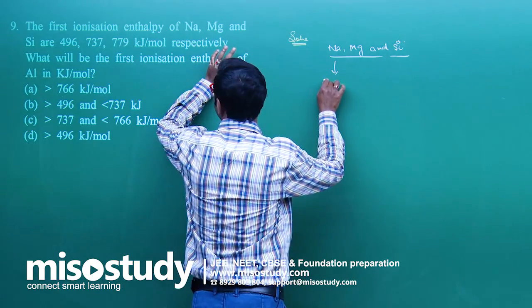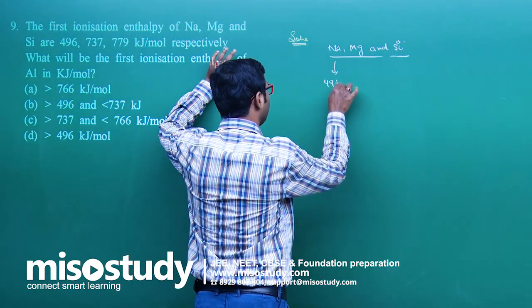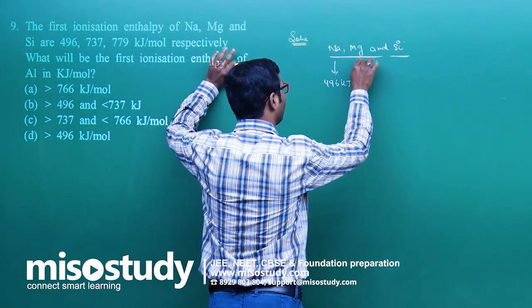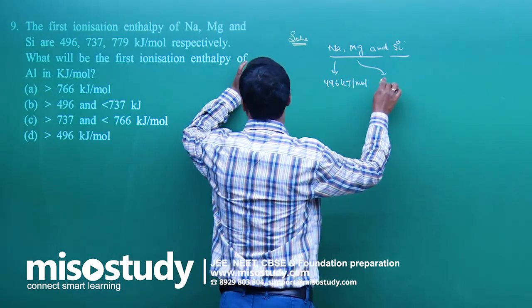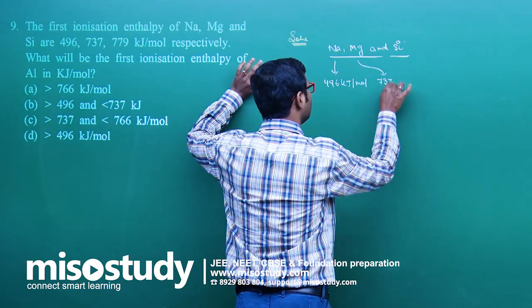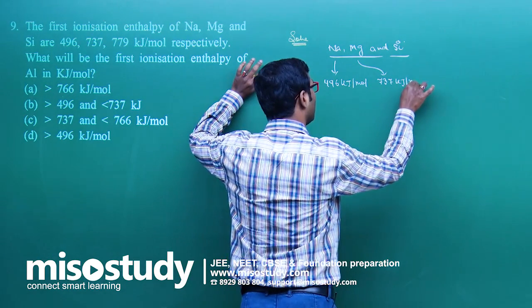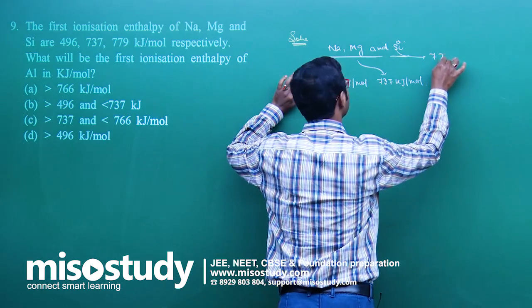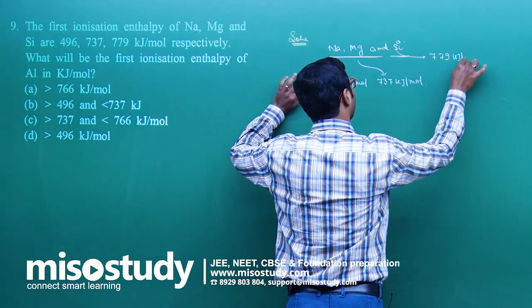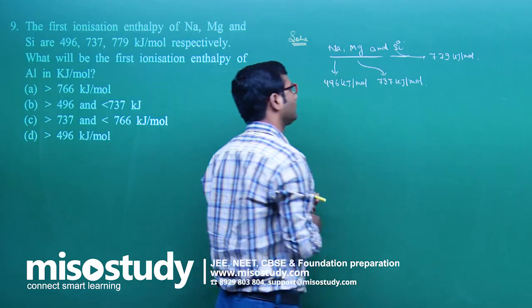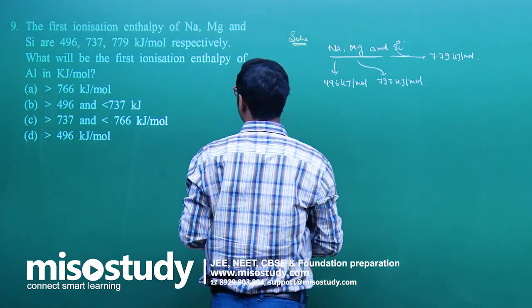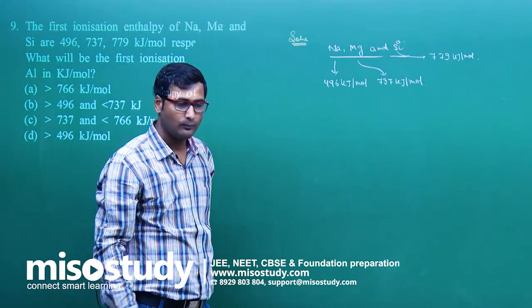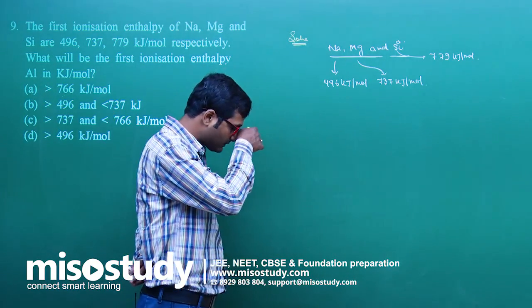So the ionization energies of Na, Mg and Si are given. For Na, it is 496 kilojoule per mole. For magnesium, it is 737 kilojoule per mole. And for silicon, it is 779 kilojoule per mole. We have the data. Now they are asking what will be the first ionization enthalpy of aluminium. Now which concept are we going to apply?